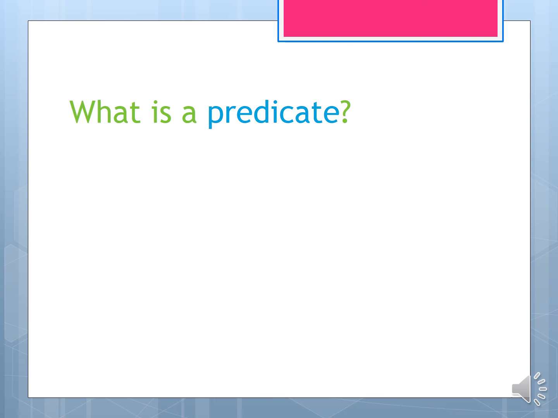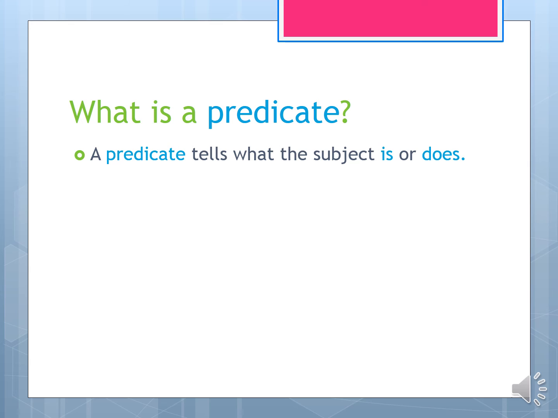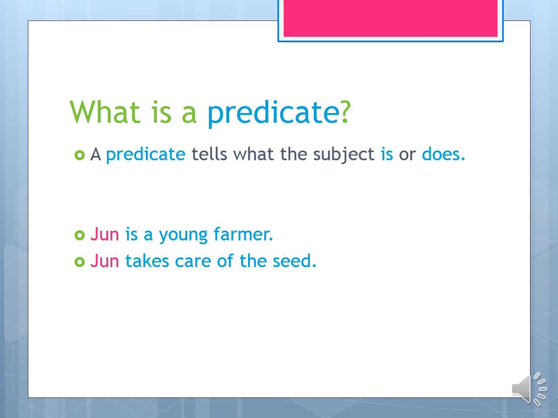What is a predicate? A predicate tells what the subject is or does. John is a young farmer. John takes care of the seeds. And the last one, the farmer waters.